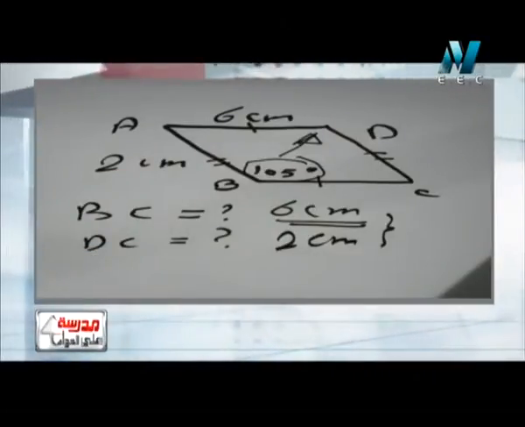We have the third property, which we explained before. The sum of any two consecutive angles in a parallelogram equals what? Excellent, equals 180 degrees. So if we know just one angle of a parallelogram, we can deduce the other three angles. Just subtract 105 from 180.